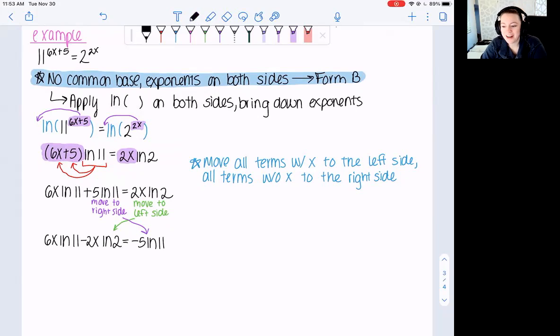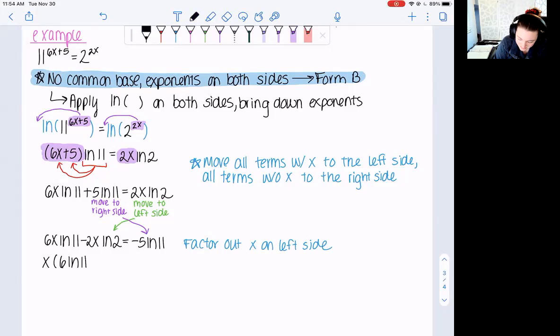I see how, but why? Excellent question, Brooke. I love it. Because now that all the x terms are on one side, we can pull x out. We can factor x out. So if I factor that x out, I have 6 ln 11 minus 2 ln 2 is equal to negative 5 ln 11.